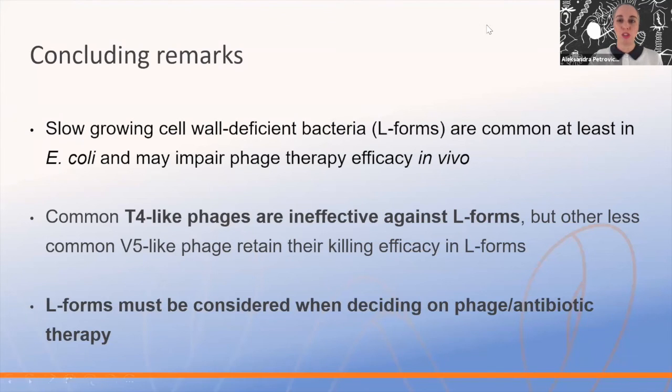So just to conclude, L forms are slow-growing cell wall deficient bacteria, and they are definitely common, at least in E. coli, and may impair phage therapy efficacy in vivo. We show that T4-like phages are ineffective against L forms, but other less common phages such as V5, also myoviruses, retain their killing capacity in the L forms. That's why I hope I convinced you, L forms must be considered when we are deciding on phage or antibiotic therapy.